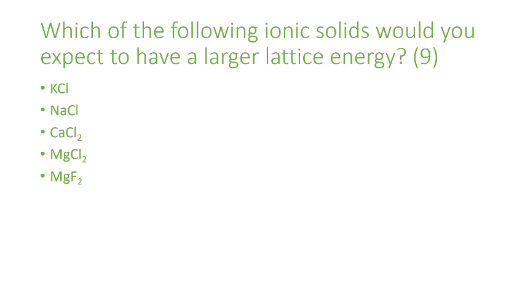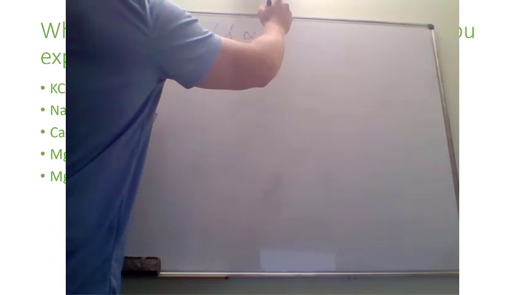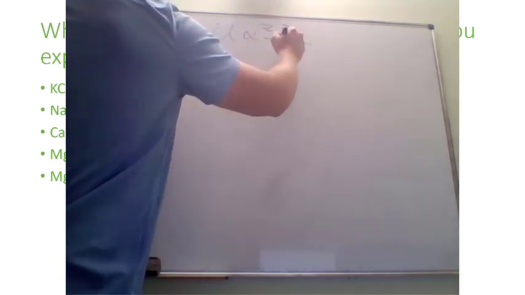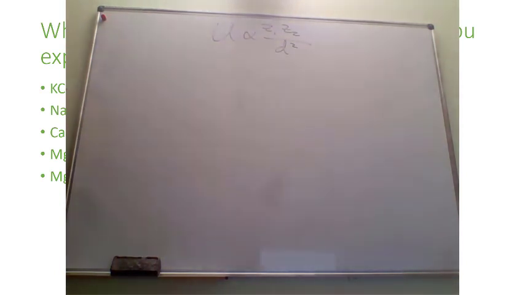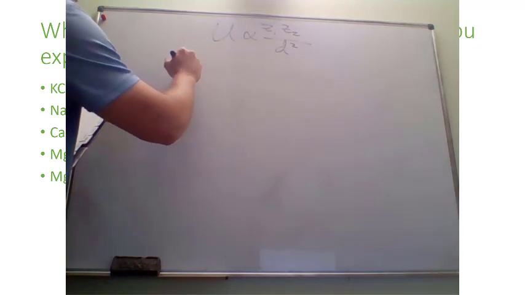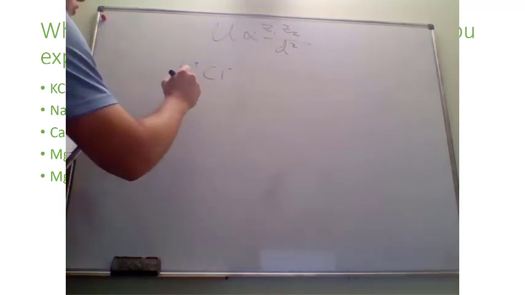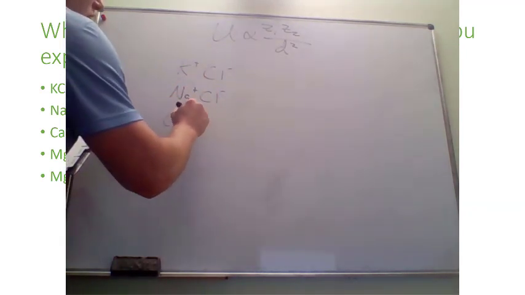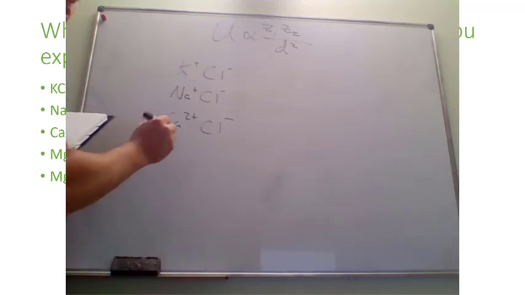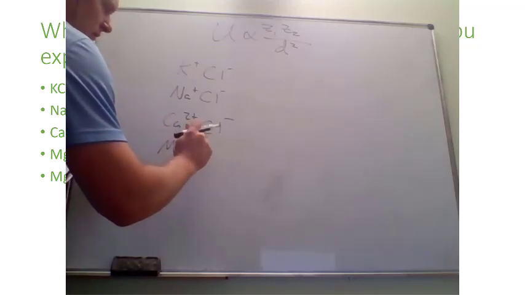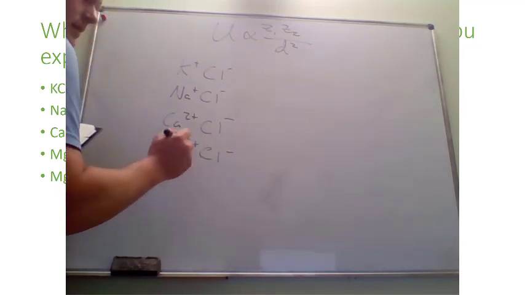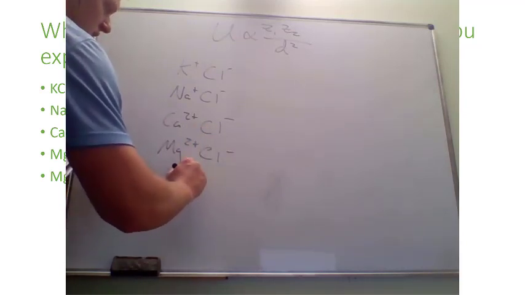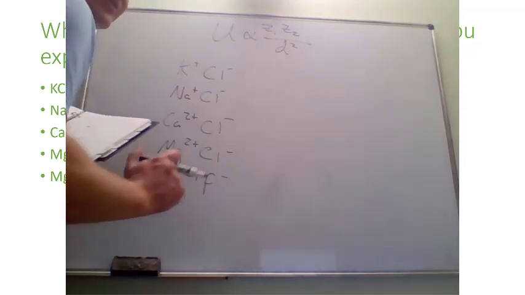Okay, so for this relationship, we're going to be looking for our lattice energy. It's going to be proportional to our Z1, Z2 over D squared. So we're dealing with potassium chloride, so that's going to be K plus and Cl minus. Sodium chloride, which is Na plus, Cl minus. Calcium chloride, Ca2 plus and Cl minus. We're going to have magnesium chloride, Mg2 plus and Cl minus. And then magnesium fluoride, Mg2 plus and F minus.